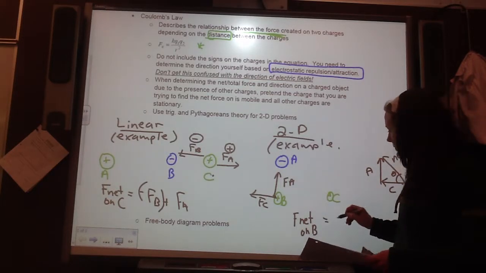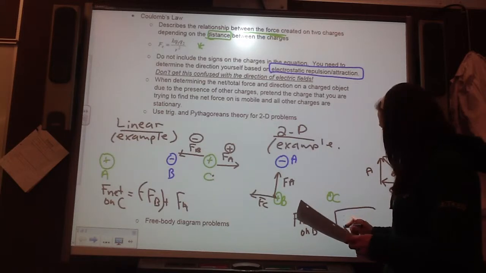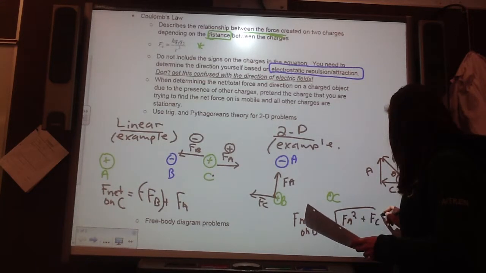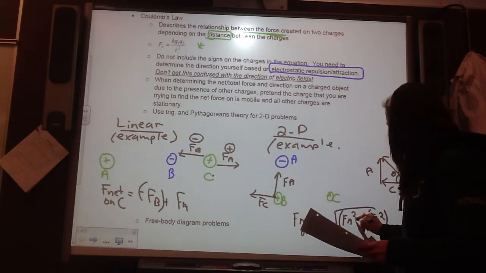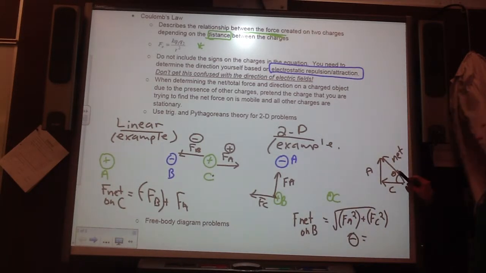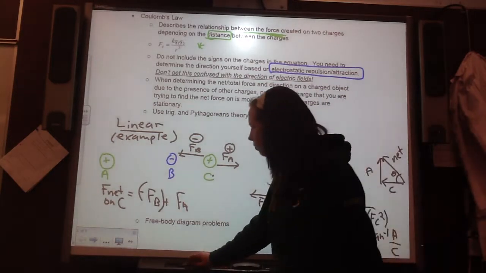To find the magnitude, it would be the square root of F of A squared plus F of C squared. And you need to find your angle. We can find it using tan, so inverse tan of A over C. Make sure you're putting your directions like that too.